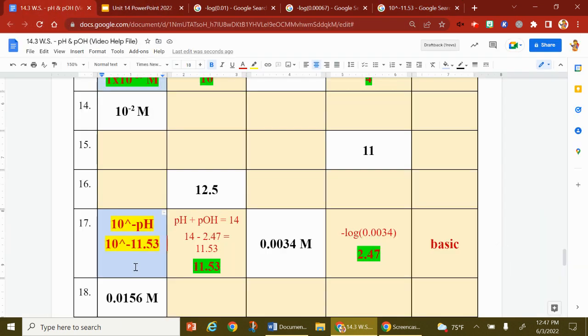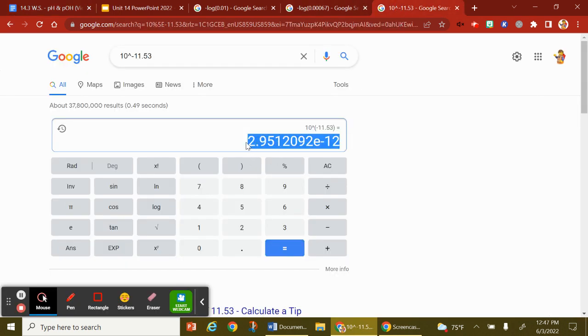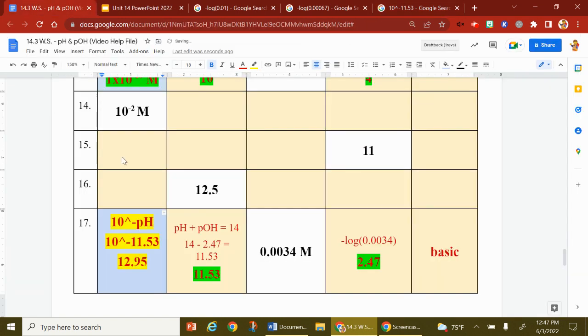Boom. All right. So it's 12.95. Did I get that right? I got to go back and look at it. Oh, 2.95 times 10 to the negative 12th. All right. That is the molarity of the acid in the solution.